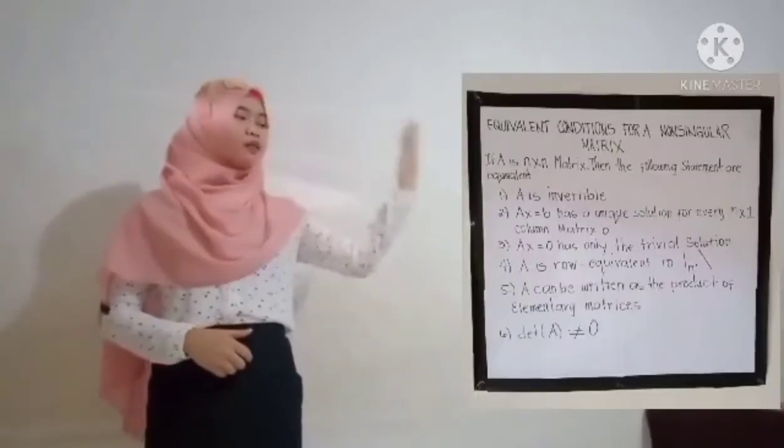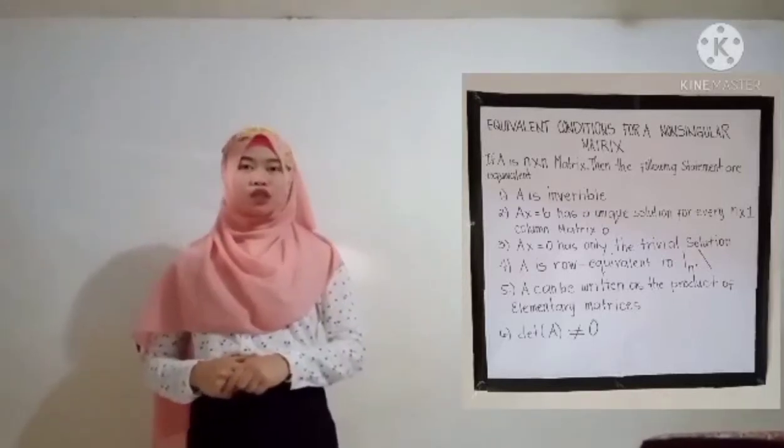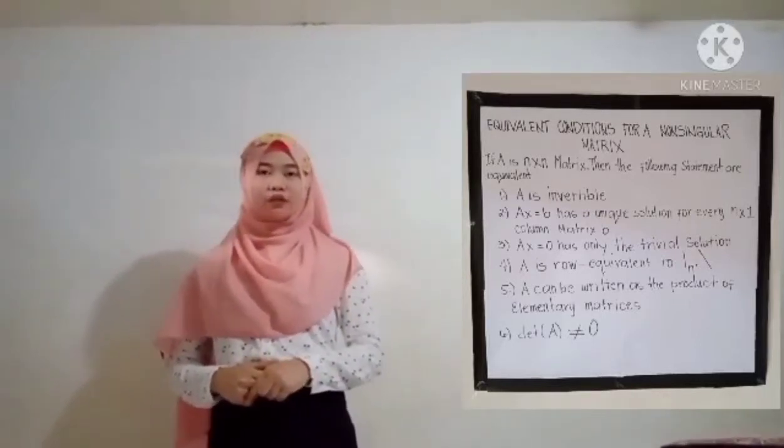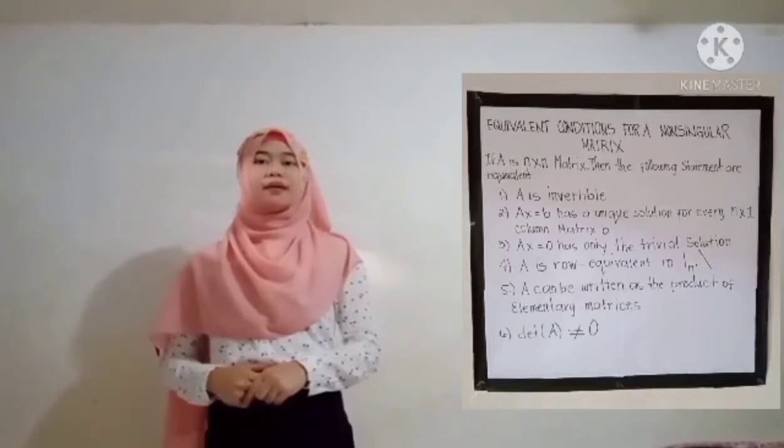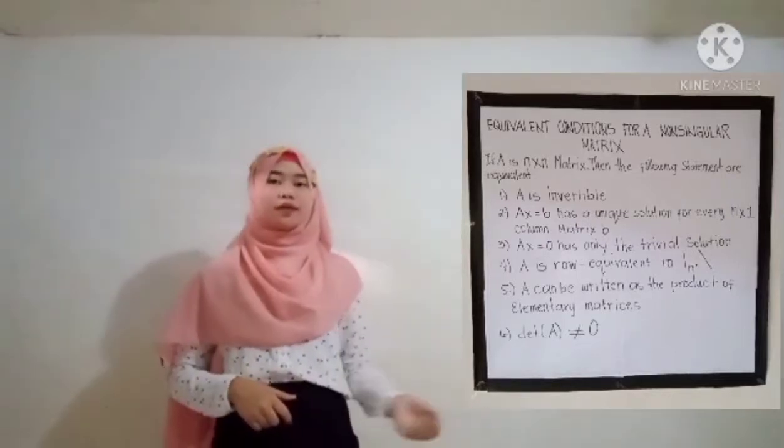Note that Theorem 3.7 provides another equivalent condition that can be added to the list in Theorem 2.15. The following summarizes all 6 conditions. Equivalent conditions for a non-singular matrix: if A is an n times n matrix, then the following statements are equivalent.